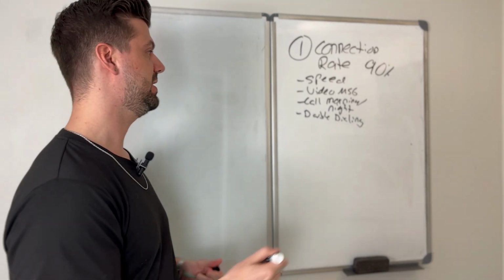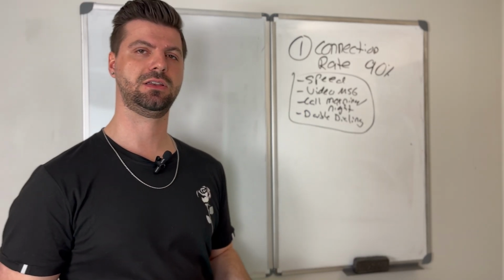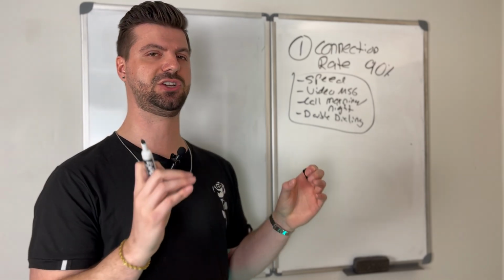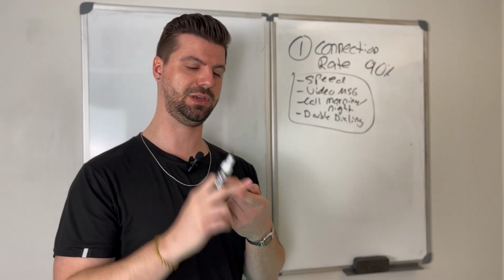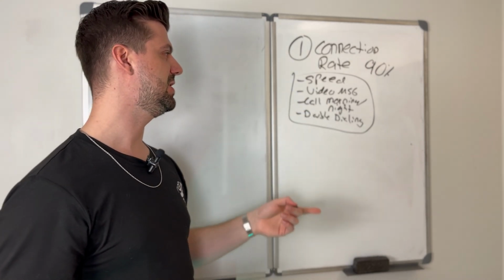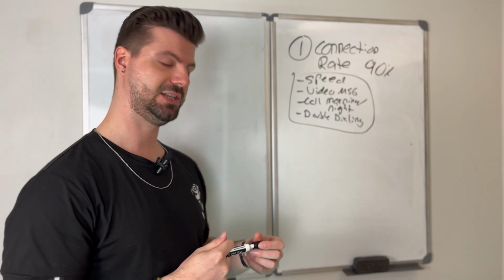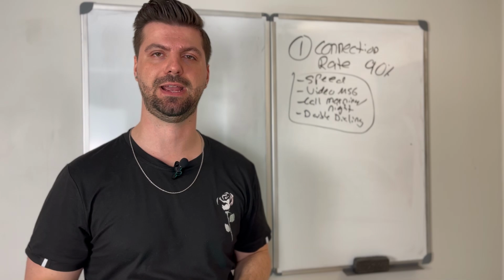So these are some really simple things that you can do to boost up that connection rate, because basically all that these do is reduce the friction between them and you. So you want to be calling, texting, doing video messages, calling at different times, calling as fast as you can, and doing the double dialing method. And this is going to boost up your connection rate.